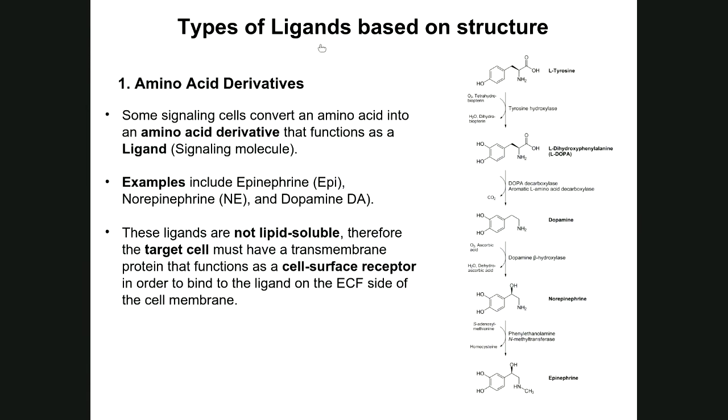So if you look here at ligands based on their chemical structure, or if you want to call it their anatomy or shape, some ligands are said to have a chemical structure referred to as an amino acid derivative. They're not amino acids, but they come from amino acids, and they do not have the same function as an amino acid, which we'll talk about in a bit.